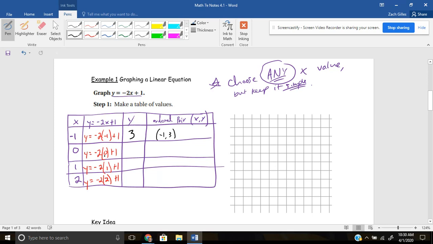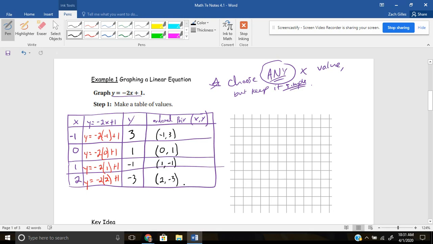Let's do it for a different value of x. -2 times 0 is 0, plus 1 is 1. So this ordered pair would be when x is 0, y is 1. When x is 1, -2 times 1 is -2, plus 1 is -1. So my ordered pair would be 1, -1. And lastly, when x is 2, -2 times 2 would be -4, plus 1 is -3. So 2, -3.